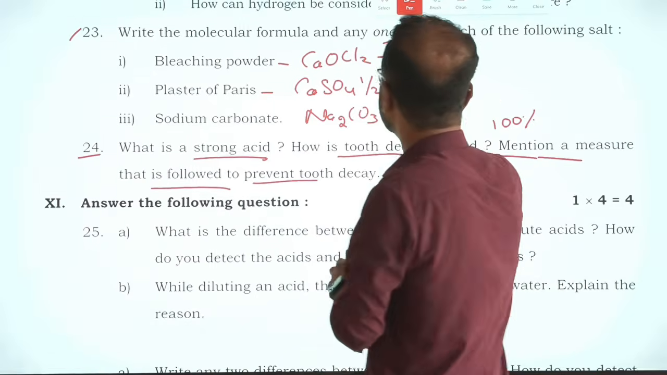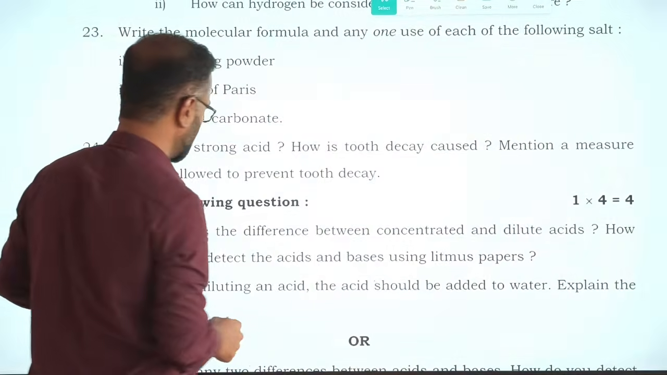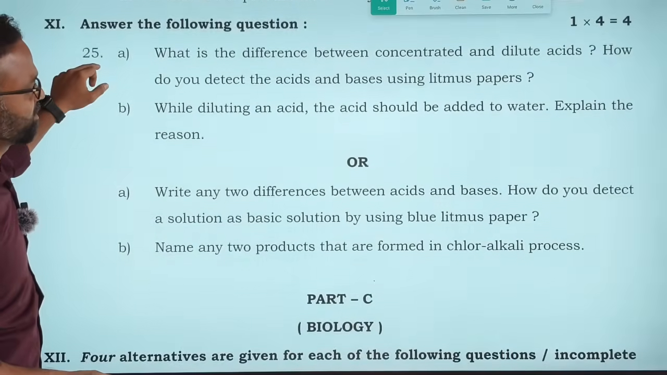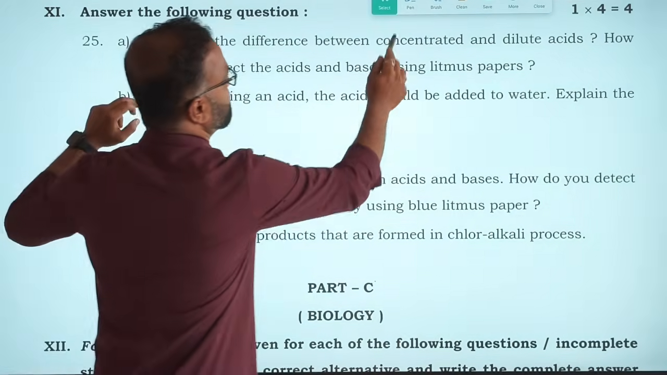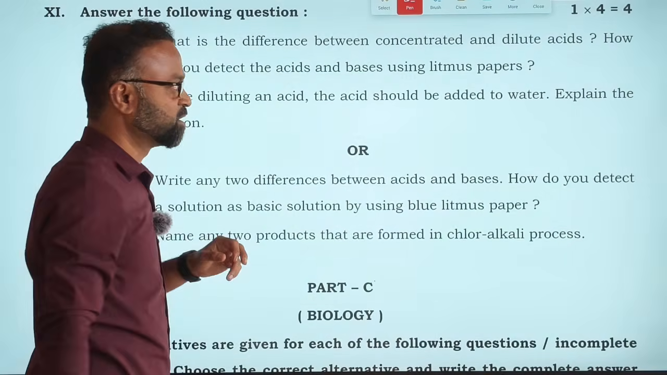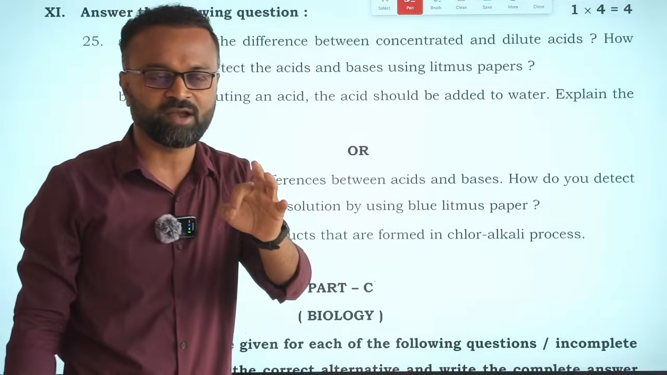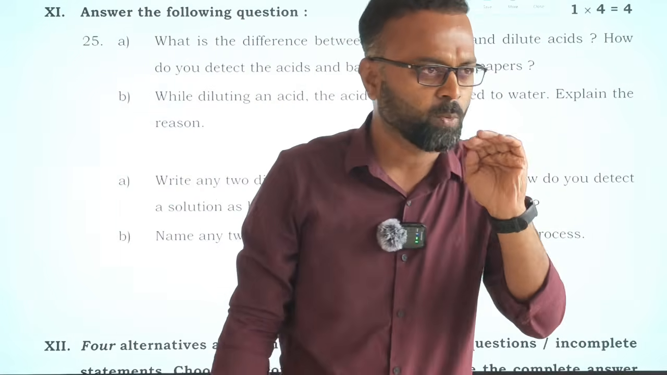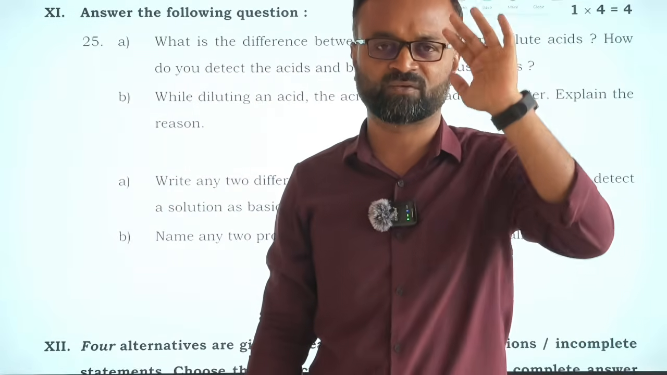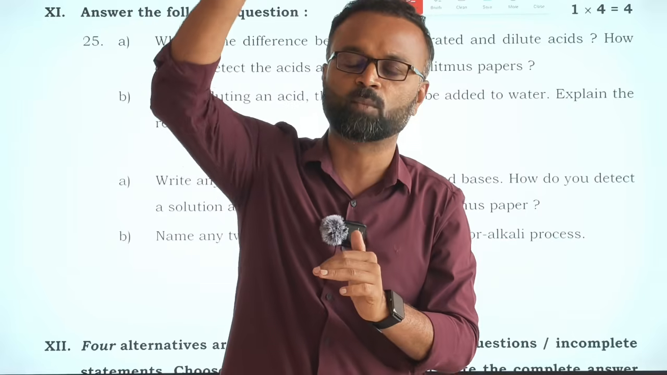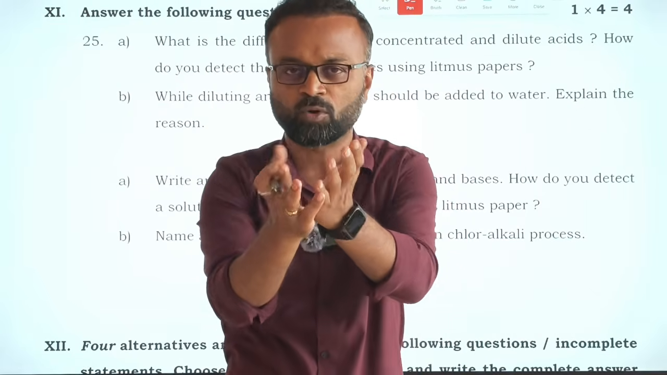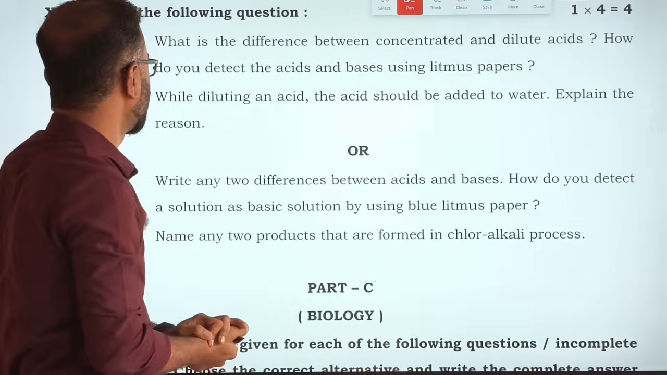Next one, see here. What is the difference between concentrated and dilute acid? Very simple question. Concentrated acid means the acid which contains very little water and a large amount of acid. Dilute acid means the acid which contains more water and less acid. We call it a dilute acid.